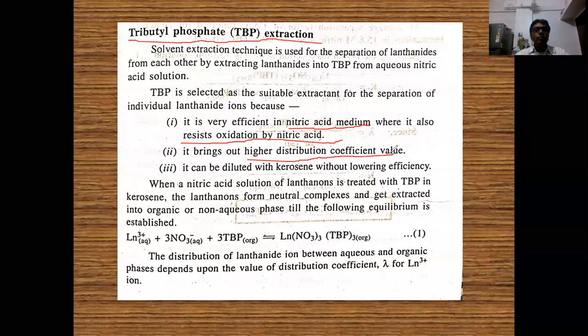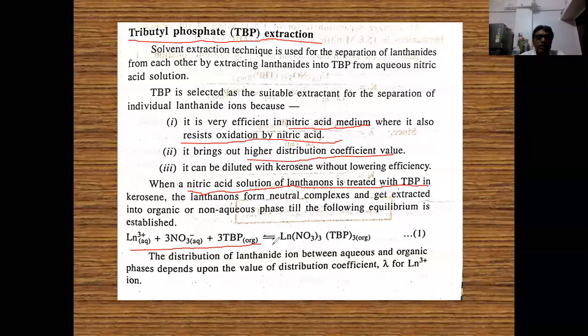So let us see how the extraction of the lanthanum takes place with the help of TBP as a solvent. In this method, a nitric acid solution of lanthanum is treated with TBP in kerosene. The lanthanum ions form neutral complexes with TBP and nitrate ions, and they are extracted into the organic or non-aqueous phase, and this equilibrium is established.